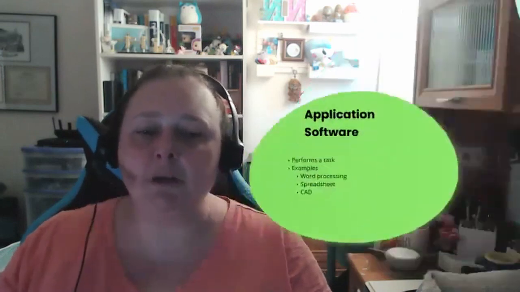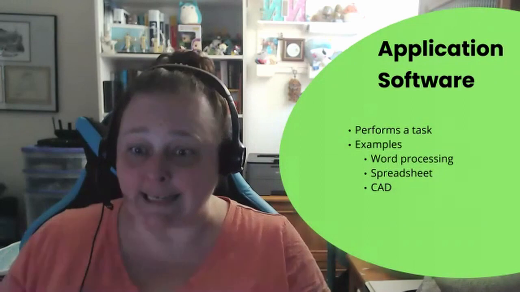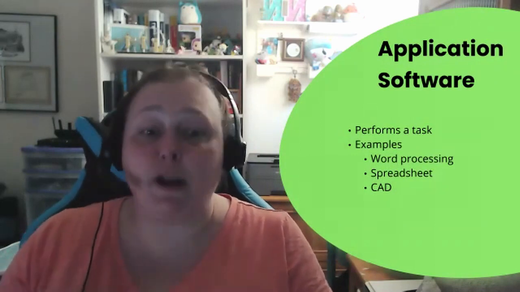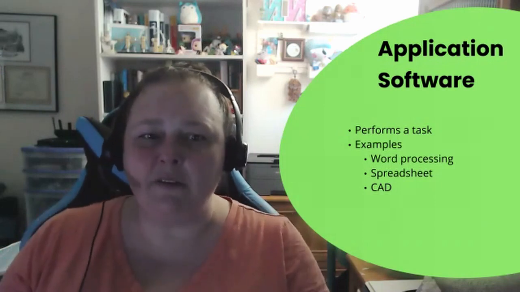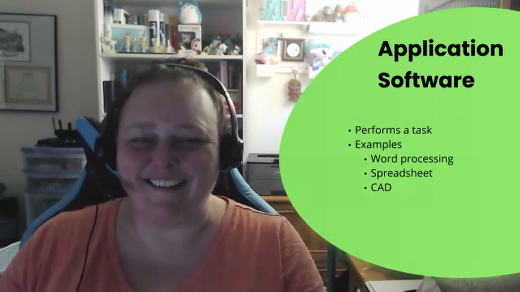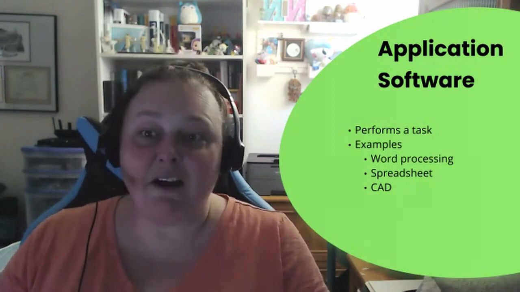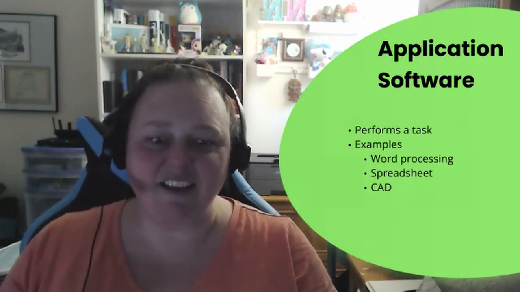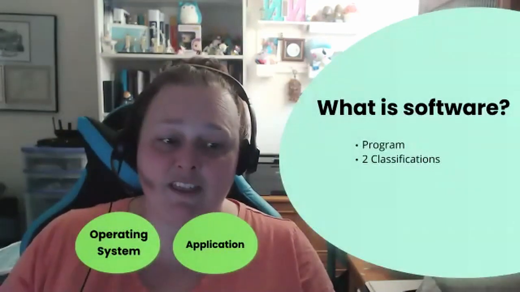Let's take a quick look a little bit closer at application software. This is going to perform a task. Some examples: word processing, spreadsheets, CAD. What other types of application software can you guys think of? Graphics, desktop publishing, database, things of that nature. Okay, these are very, very specific applications that do a very specific thing.